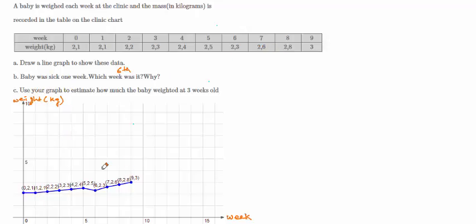And then use your graph. So we are supposed to use this, not the table above, to estimate how much the baby weighed at 3 weeks old. So you want to find the corresponding value of y when x is equal to 3. So we have 0, 1, 2, 3. When x is equal to 3, y is equal to 2.3. So we would say this is 2.3 kilograms. That's how you would create and read a line graph.